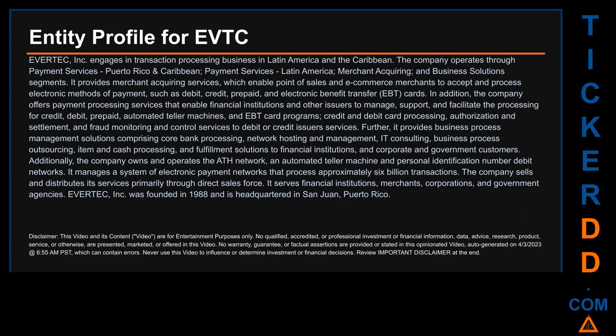In addition, the company offers payment processing services that enable financial institutions and other issuers to manage, support, and facilitate the processing for credit, debit, prepaid, automated teller machines, and EBT card programs, credit and debit card processing, authorization and settlement, and fraud monitoring and control services to debit or credit issuer services. Further, it provides business process management solutions comprising core bank processing, network hosting and management, IT consulting, business process outsourcing, item and cash processing, and fulfillment solutions to financial institutions, and corporate and government customers.